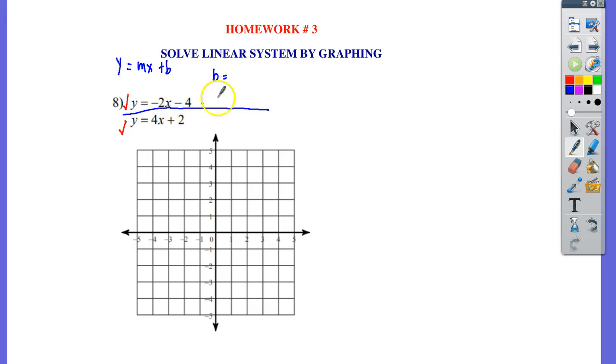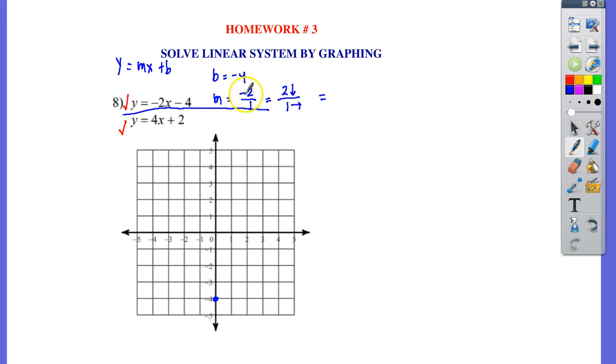The b value for the first one is -4, which means on the y-axis, I'm going to plot a point at -4. And then I'm going to move to my next point by using the value in front of x, which is the slope. And I have -2 here, which means I'm going to write it as -2 over 1. So -2 means you're going to go down 2 and then 1 to the right. So let's do that. Well, this one, if I go down 2, I won't have any space. So let's try to manipulate this equation.